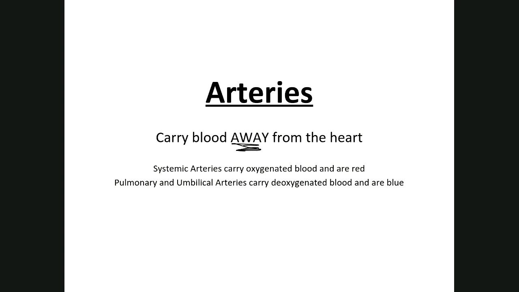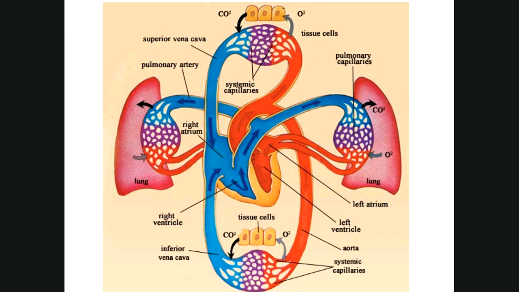Well, if we look at which ones are which, the systemic arteries are carrying oxygenated blood, and those are red. So we go back to our picture. All of these are carrying blood away from the heart, and they're red. Those are systemic. Look, they're not going to the lungs, they're going out to the tissues.